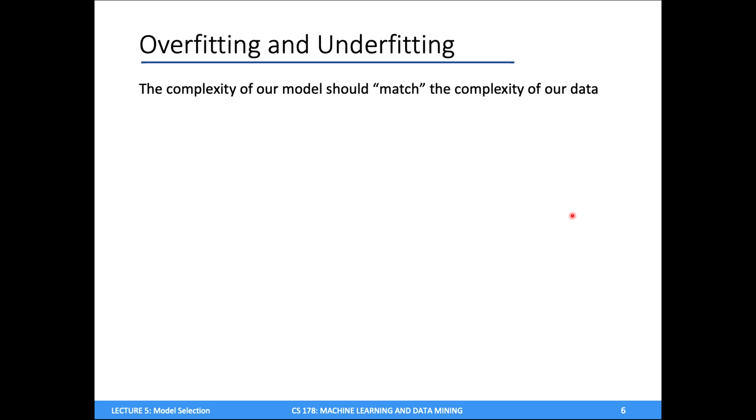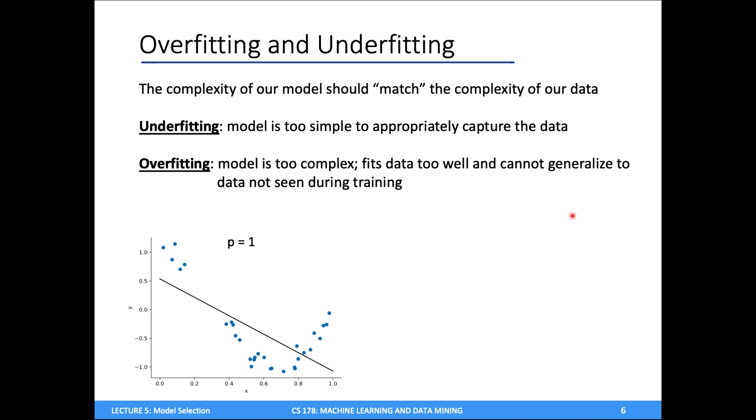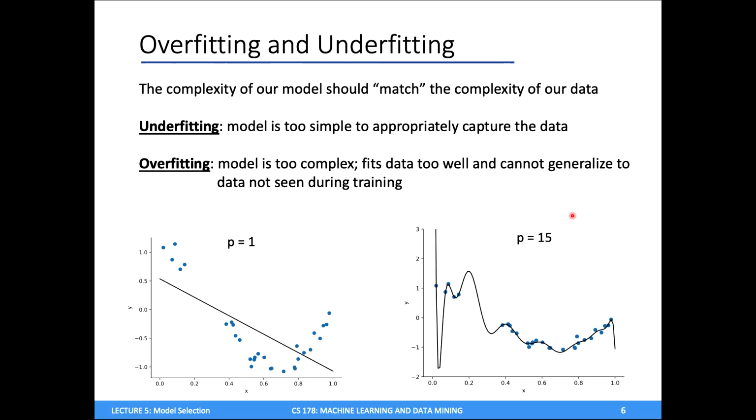A brief reminder on overfitting and underfitting. The basic idea you should keep in mind is that the complexity of a model should somehow match the complexity of the data. For underfitting, our model is too simple to actually model the trend in the data, like fitting a line to a nonlinear data set. In overfitting, our model might be too complex. It fits the data so well that it can't generalize to new data that we didn't see during training. This is like fitting, say, a 15-degree polynomial to this small data set that we have.